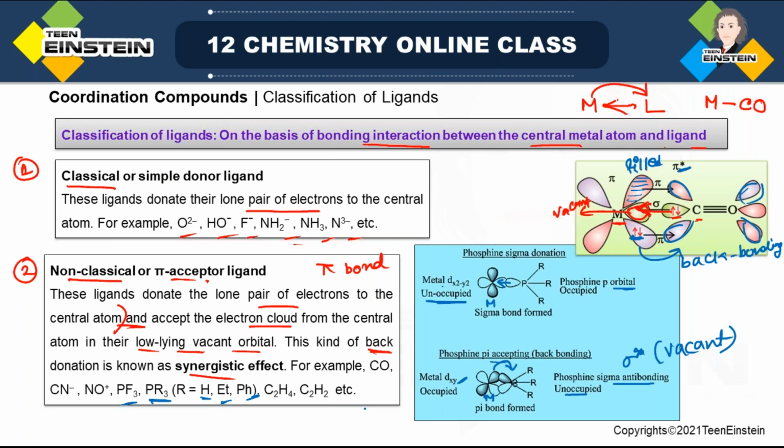What is the difference between classical and non-classical ligands? Sometimes some ligands can be given in a question, and it can be asked in which ligand pi accepting is possible. Okay.